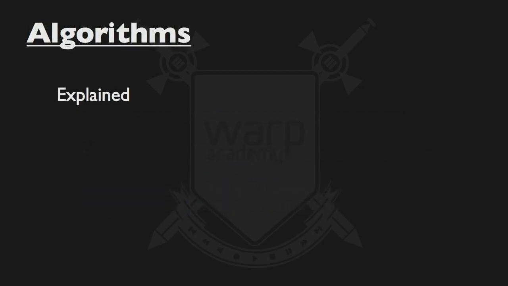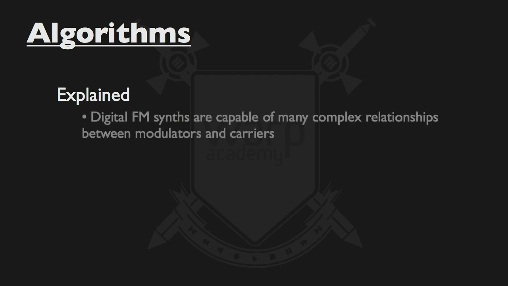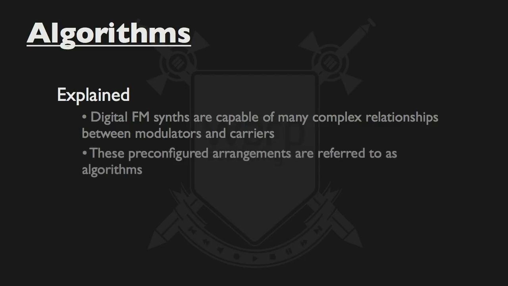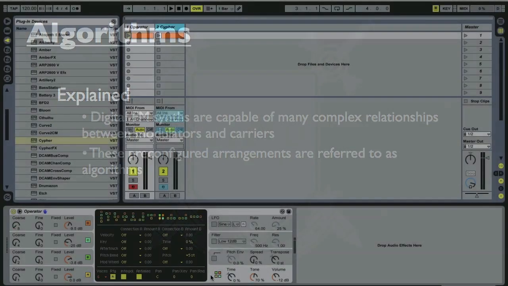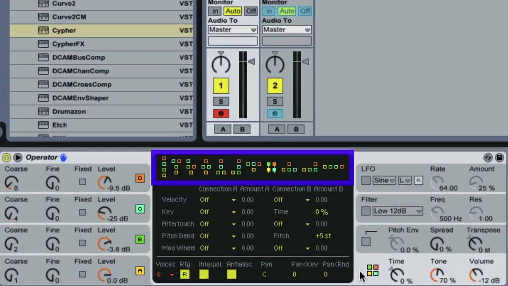FM synths like the hardware Yamaha DX series and its software brethren FM8 and Operator are capable of very complex relationships between modulators and carriers, allowing for a literally infinite amount of variation in sound. These relationships are referred to as algorithms, and you can think of them as basically being pre-patched routings to ease your workflow. As an example, Operator has 11 algorithms to work with. In this example, operators A and C are the carriers, and B and D are the modulators.